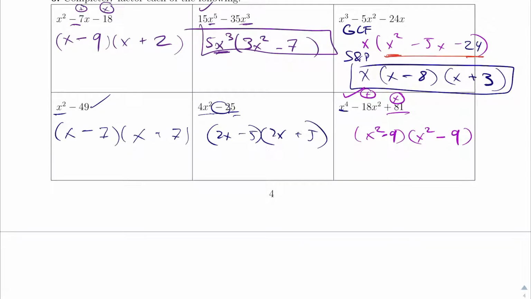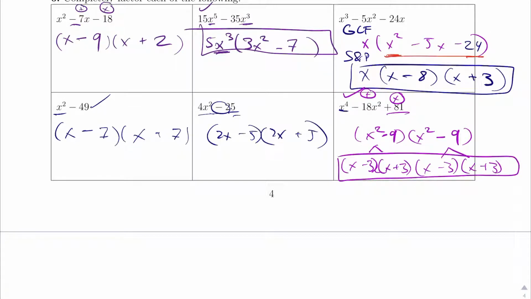Now each one of these can be factored one step further using difference of squares. x minus 3 times x plus 3 times x minus 3 times x plus 3. And make sure that you factored it all the way down to the 4 factors using double difference of squares.